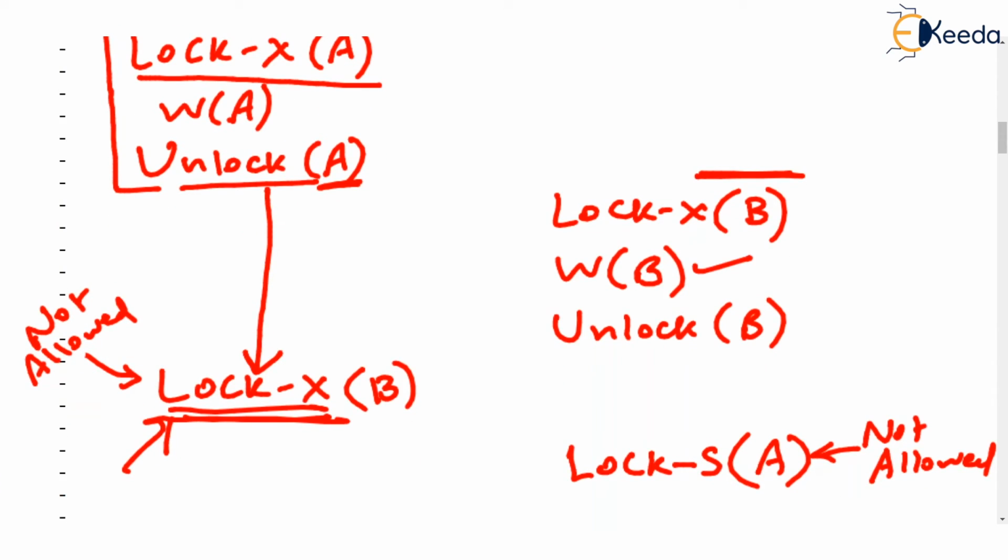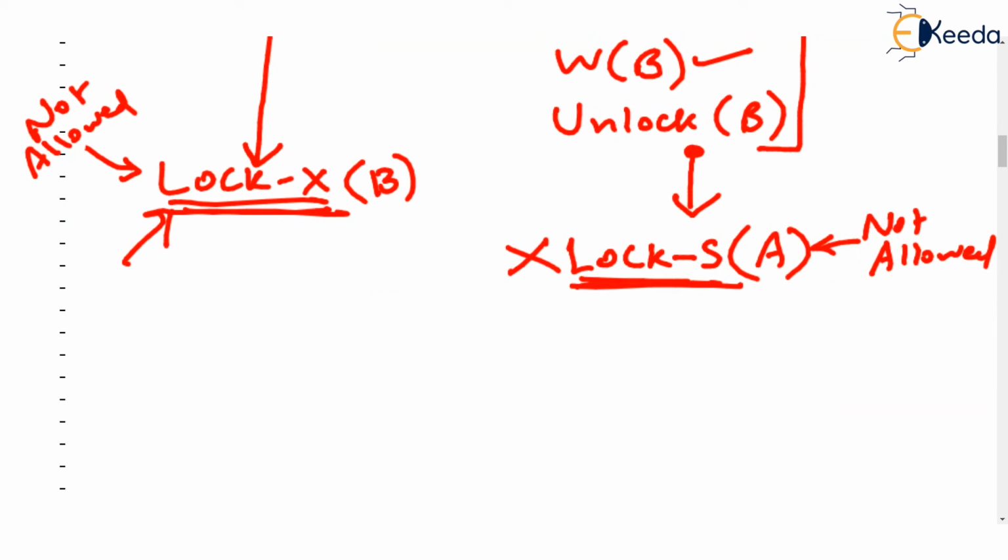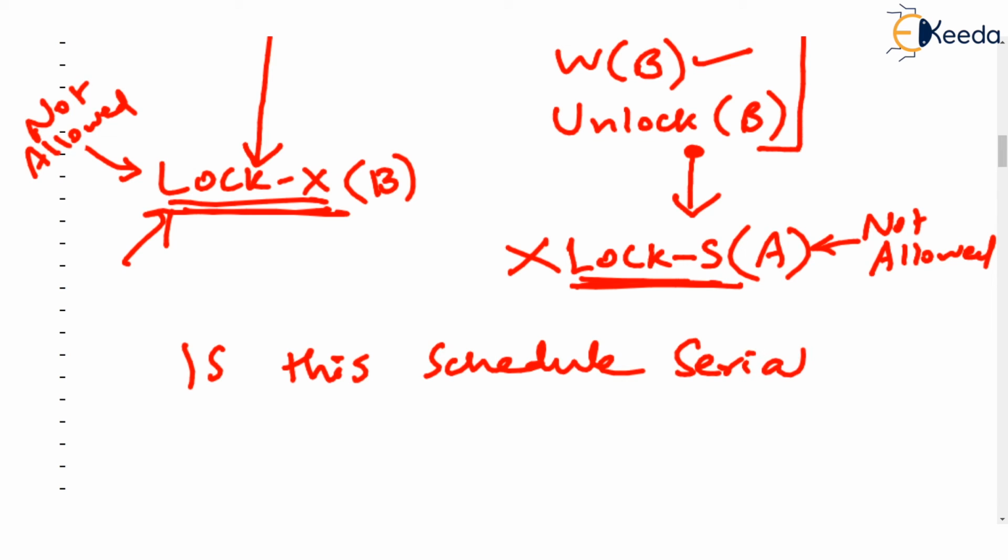It writes B and it unlocks. But once T2 unlocks any data item, it cannot ask for new locks because now it is in the shrinking phase. So this is also not allowed, isn't it? So T2 is also not following the two-phase locking protocol. Then is this schedule serializable? The answer is it may or may not be.